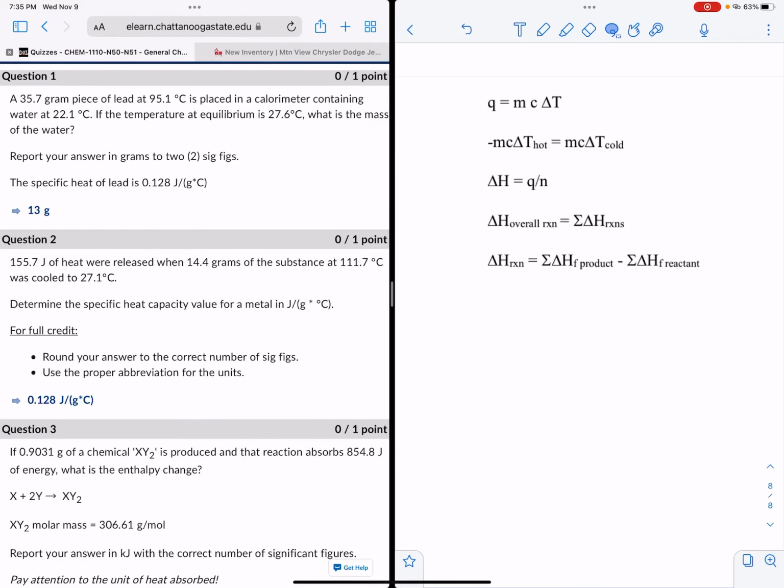All right, so the big hint that a problem is going to be one of those complicated, like negative mcΔT equals mcΔT, is if you have three temperatures. One of the temperatures is the equilibrium, and the other two temperatures are going to be related to that. So if you look at this problem, I see three temperatures.